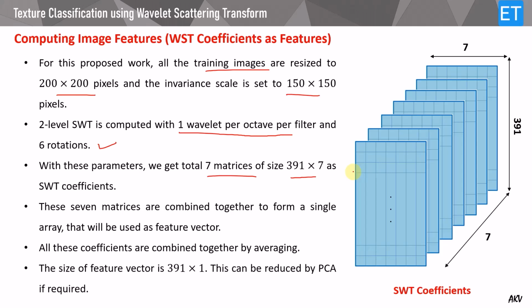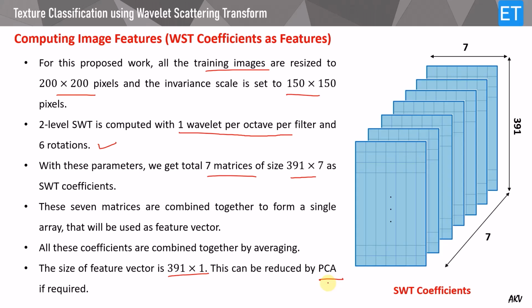Although the size of the feature vector thus obtained is 391 by 1, which is not a big number, still if you want a smaller feature vector, then you can go for PCA, that is principal component analysis. In this video, I am not going to implement PCA because it will make the video more complex to understand. But those who are interested in PCA can apply it to reduce this 391 to some smaller number like 70 or 80.